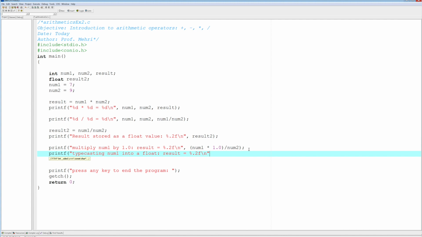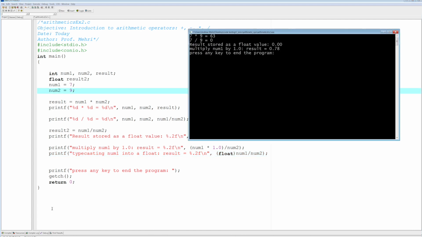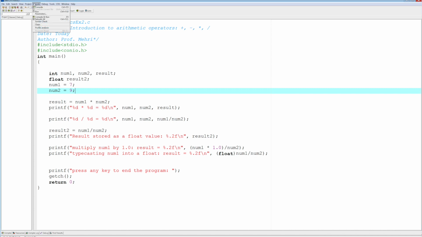Now notice how I do this. Float num1. That's going to convert num1 into a float. Then divide by num2. And we should get the same result as if you multiplied by 1.0. This is what we call typecasting. It will temporarily change the numerator, num1, into a float. I think I still have the display of my previous result. Let's go ahead and compile and run.